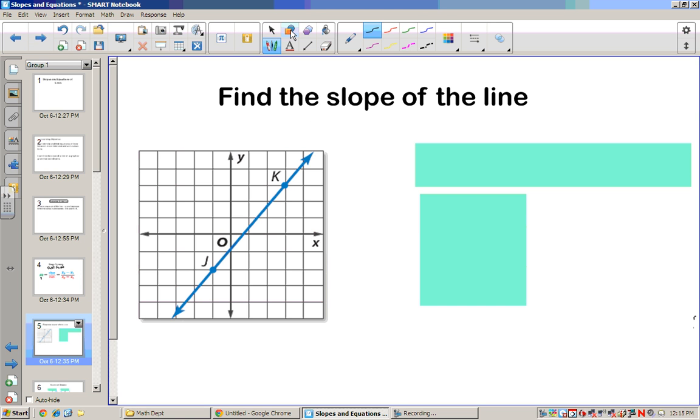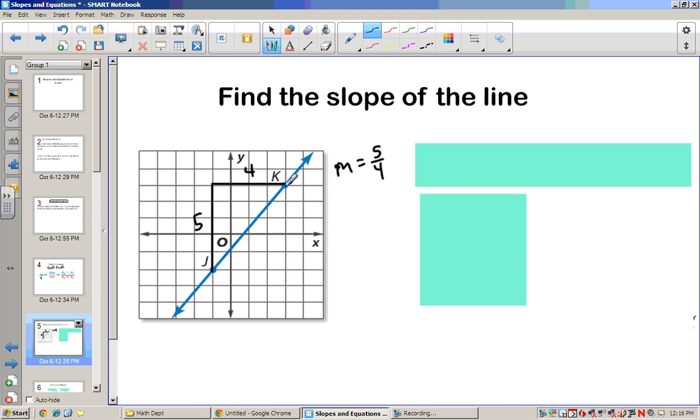Now, if we want to find the slope of this line, we can do it both graphically, or we can do it using the points. If I do it graphically, you figure out how far you go up over how far you go over. And that point is 1, 2, 3, 4, 5 up and 4 over. So I know my slope is 5 over 4.